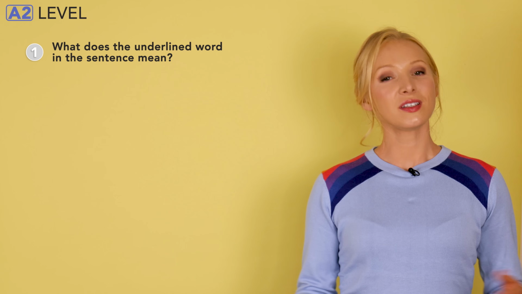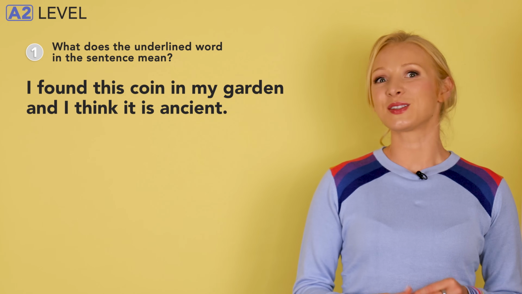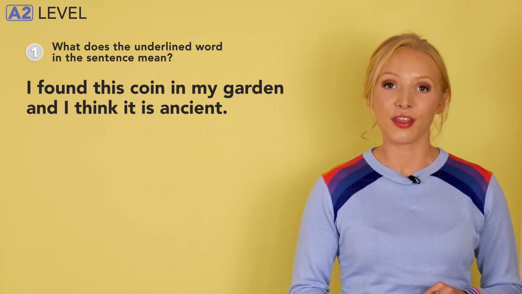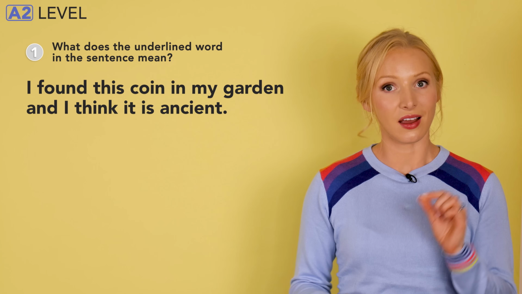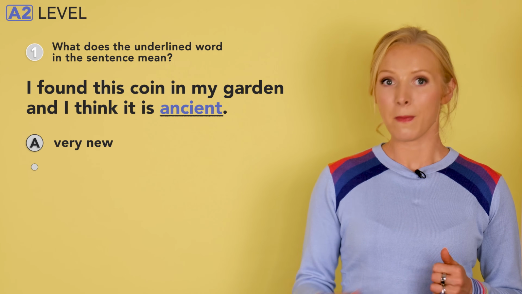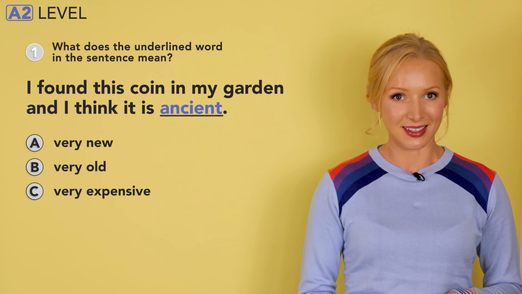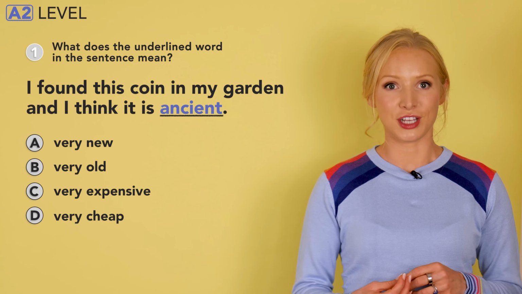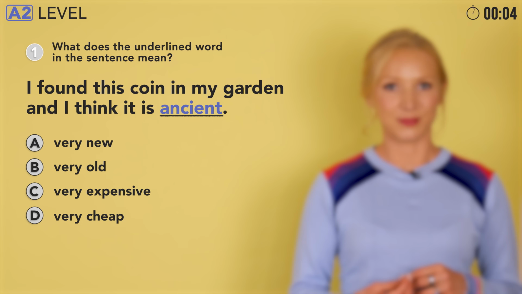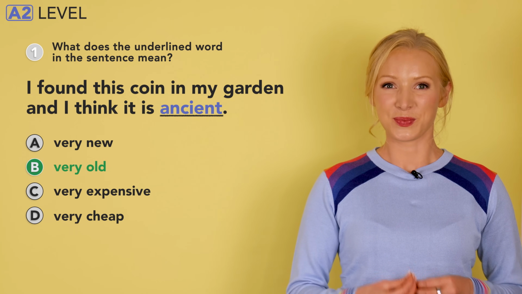1. What does the underlined word in the sentence mean? I found this coin in my garden and I think it's ancient. And the underlined word is ancient. Is it A, very new, B, very old, C, very expensive, or D, very cheap? That's right, it's B, very old.